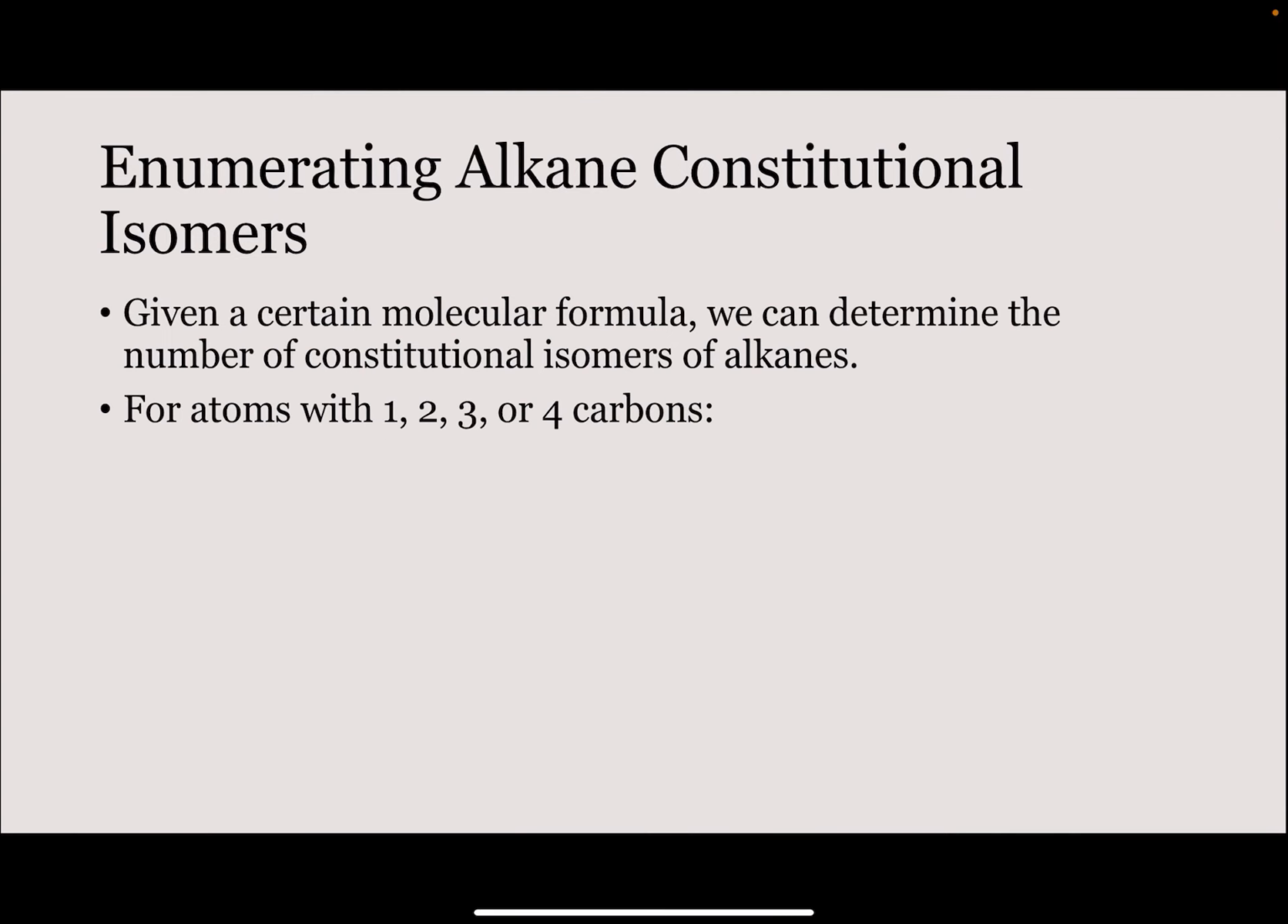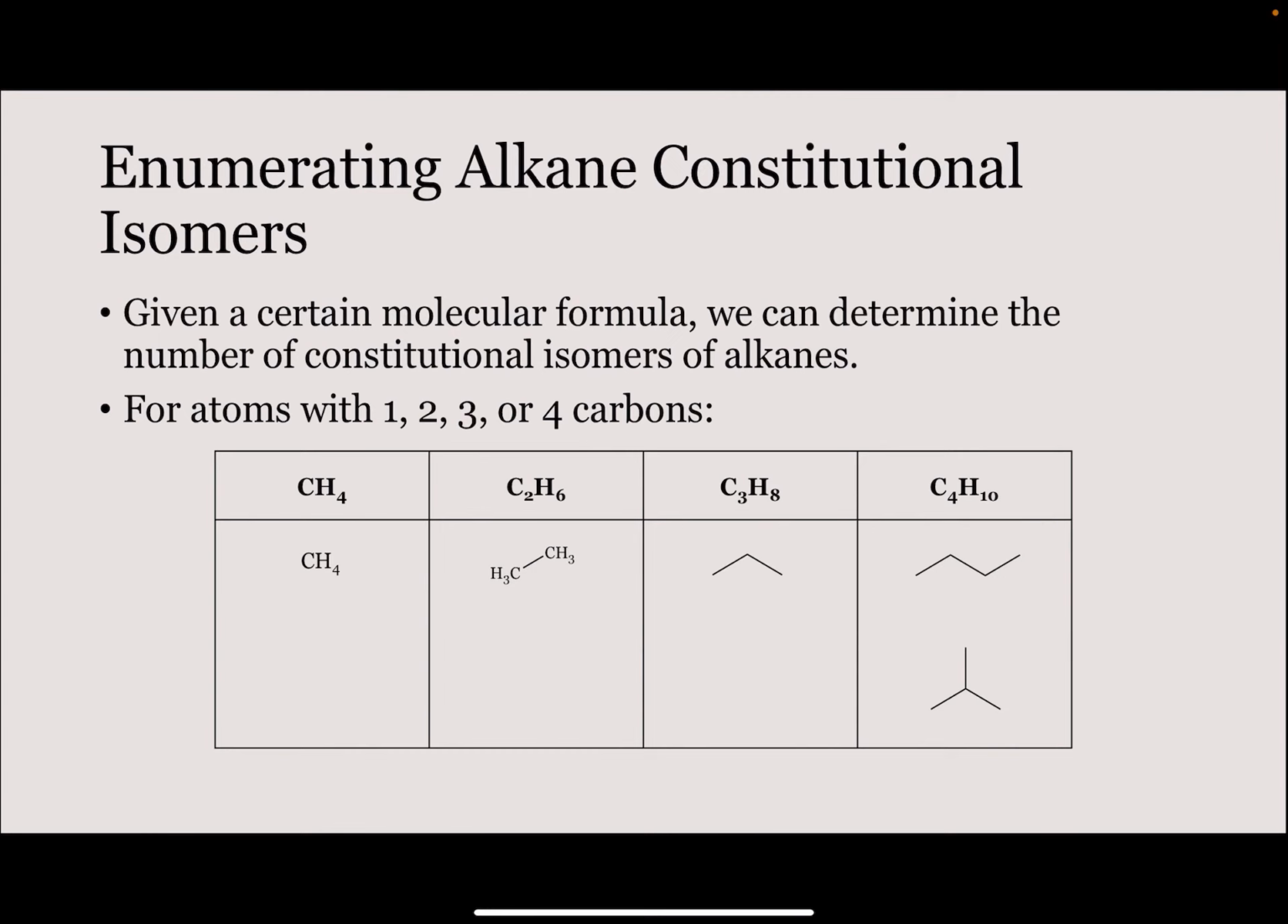So for molecules with 1, 2, 3, or 4 carbons, these are the different possible alkanes that we are able to form. Notice that we get one alkane with 1 carbon, 1 with 2 carbons, 1 with 3 carbons, and 2 with 4 carbons, because we can put this last CH3 group, this carbon group here, either on the end or in the middle too.